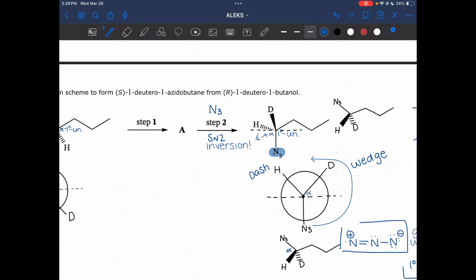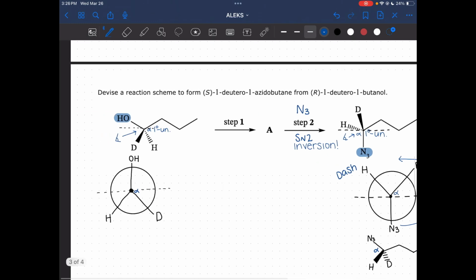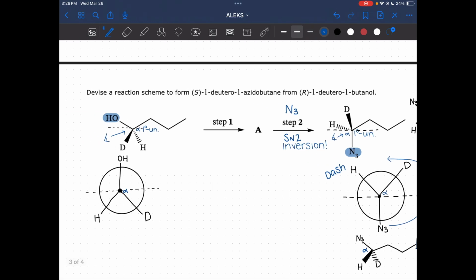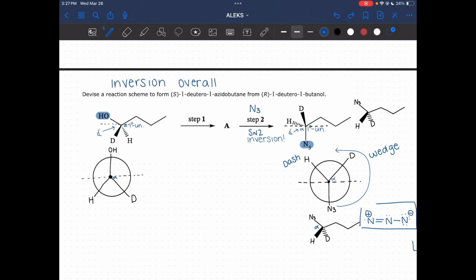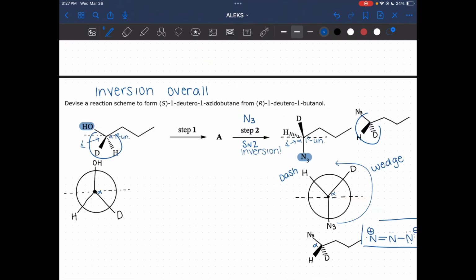So now that we've done that, I know that because, like I said, we did inversion overall, if we have 2 steps, that's probably going to be the only inversion step that we had. So this first step here, the one we're about to do, is probably going to have to be retention. If I did 2 inversions, let's say now that we're looking at this first step, if I did an inversion, I'd invert, get something that looks like my final product, and then invert again with this N3. That would just leave me with something I started with.